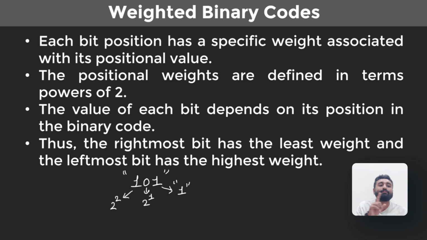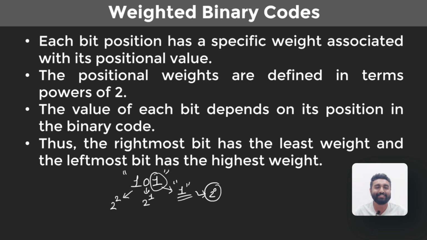The second point says that weights are in terms of power of 2. So the first position has weight 2 to the power 0. The second digit has the weight 2 to the power 1. The third digit has the weight 2 to the power 2. So each and every positional weight is in terms of power of 2, and the value of each bit depends on its position. If there is a third position bit, then the weight is 2 to the power 2, that means it has the weight equal to 4.